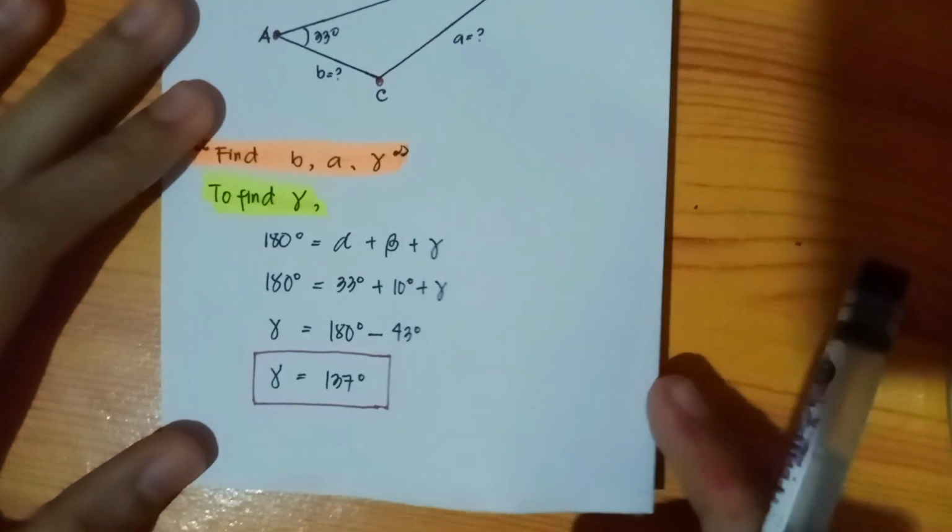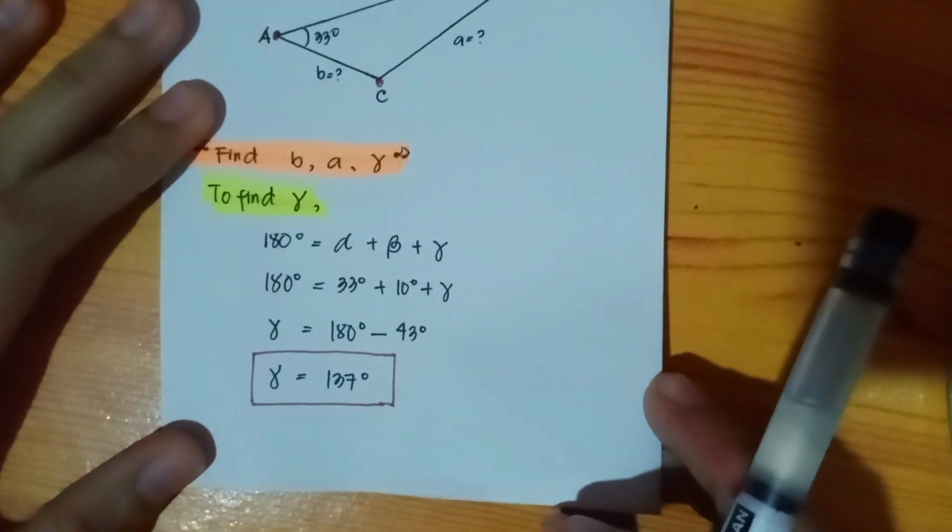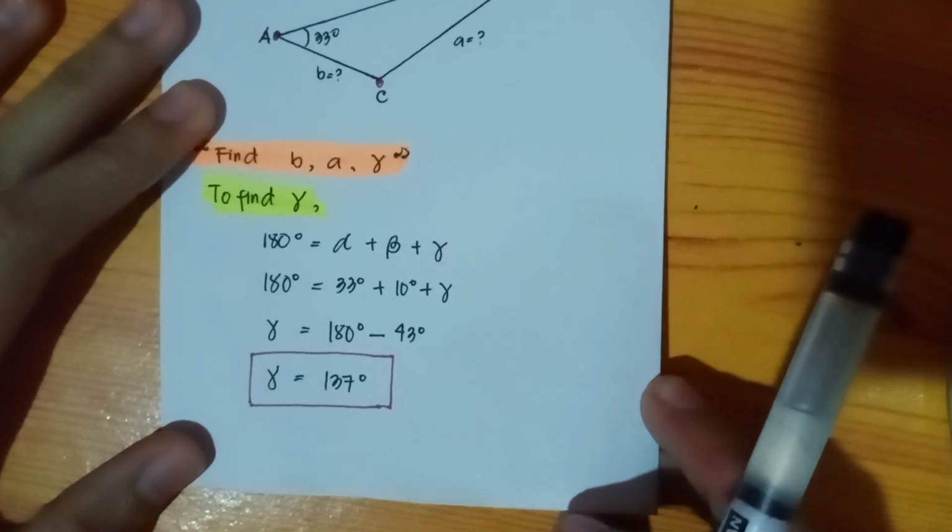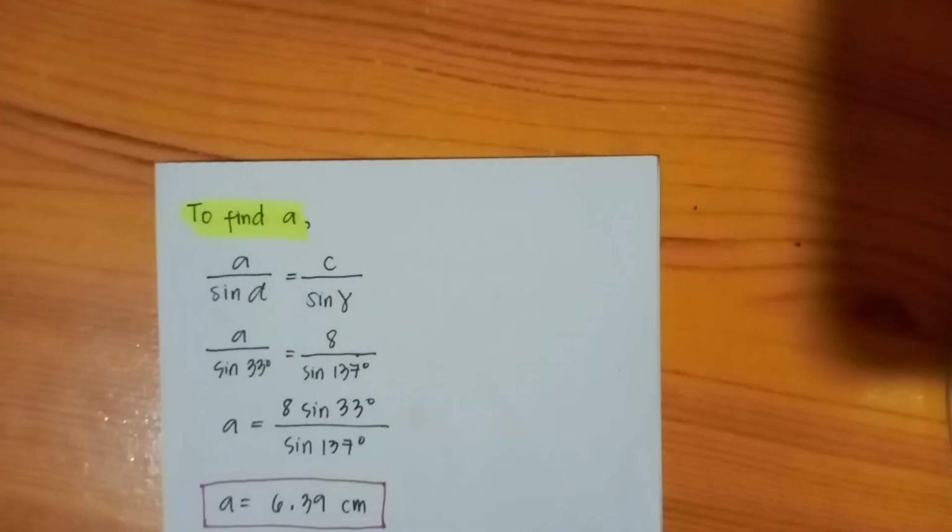Now that we know gamma, let's proceed to finding the sides of the triangle. Let's now find the two missing sides of the triangle by using the law of sines.